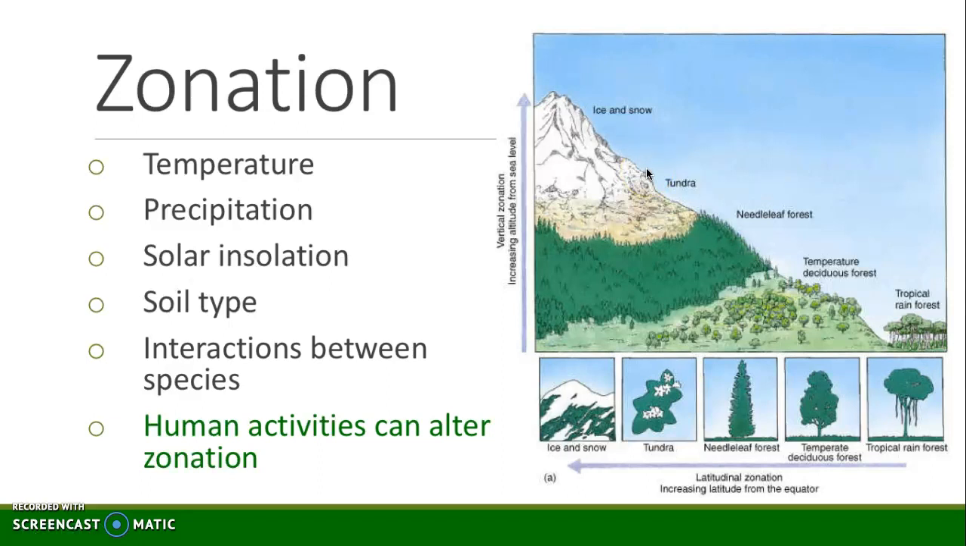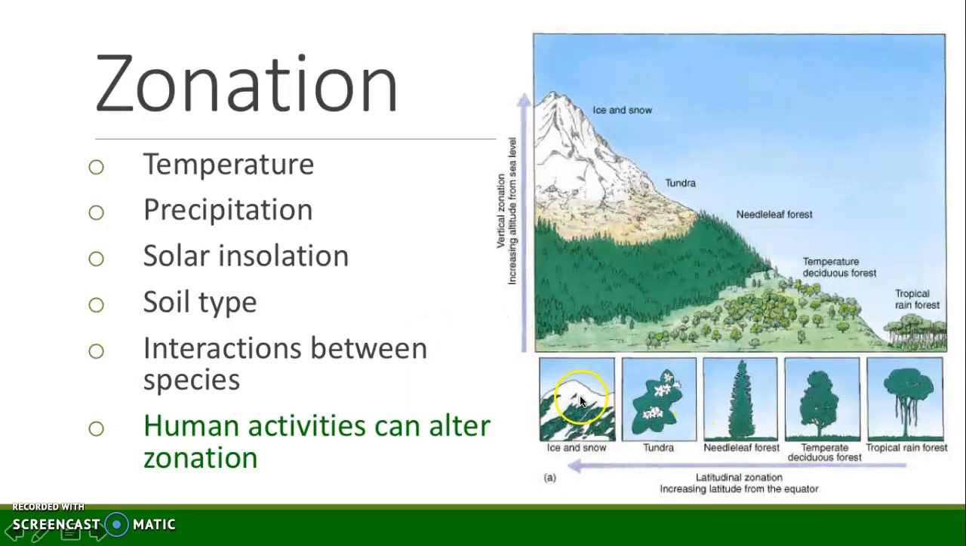So we can see that temperature plays a big part in it, as well as precipitation and other water elements if we're looking at the intertidal zone. Solar insolation, so the amount of sunlight we receive. The soil type, so soil types do tend to vary if we're looking at the bottom of a mountain versus the top of the mountain as well. Species interactions. So this would be talking about interspecific competition between the organisms, which might keep some of the organisms in one zone while some of the other organisms need to live in a slightly different zone. And then human activities obviously can change the zonation or where different organisms will be living.